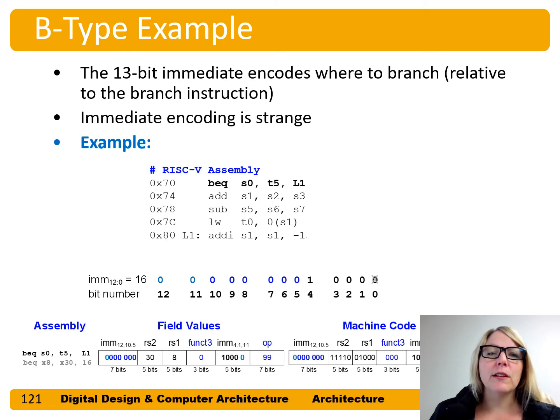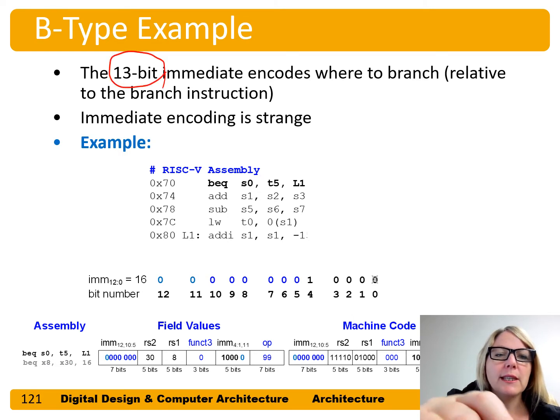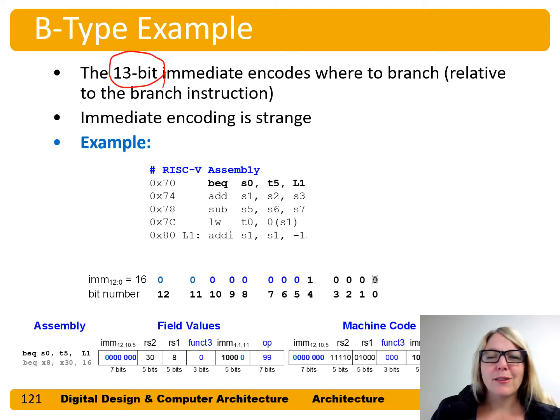So here's an example B-type instruction. Remember, we're going to encode this 13-bit immediate in a 12-bit field. The immediate encoding is strange, and the reason we do that is to keep the bit locations of certain bits of the immediate as consistent as possible. We'll come back to that and talk about it later as well. But here's our branch equal instruction, and this branch is branching to L1.